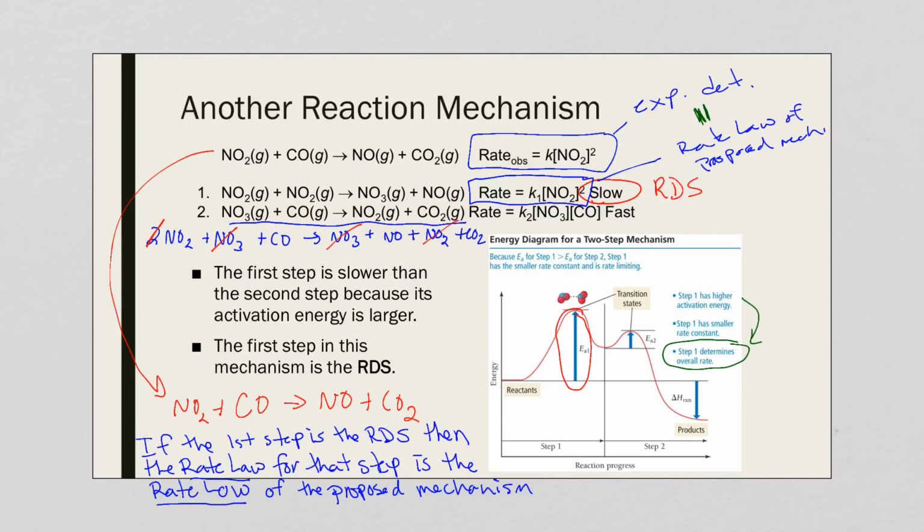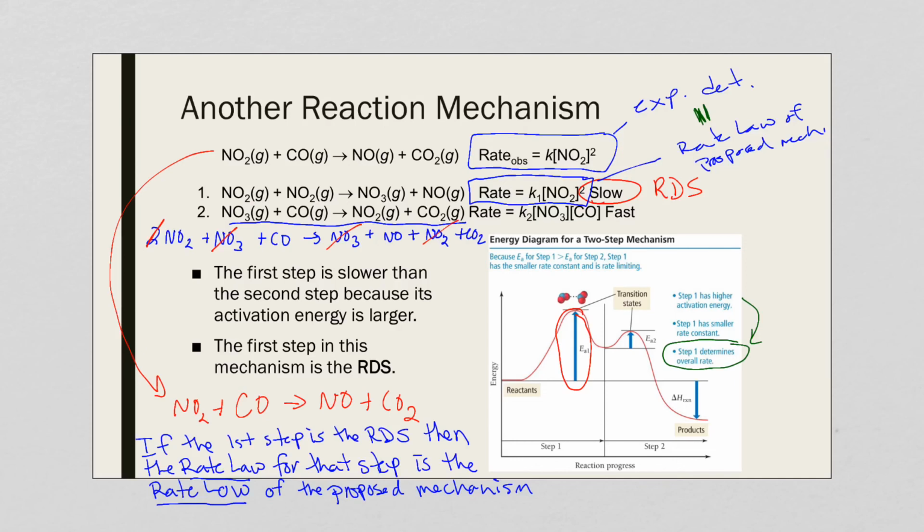So we already know the experimentally determined rate law. If a potential mechanism is going to be the actual mechanism, then the rate law of that proposed mechanism must match the experimentally observed rate law. And in this case, of course, they do. These are the same. So all that tells us is that this potential mechanism here is what we call a valid mechanism for this process.